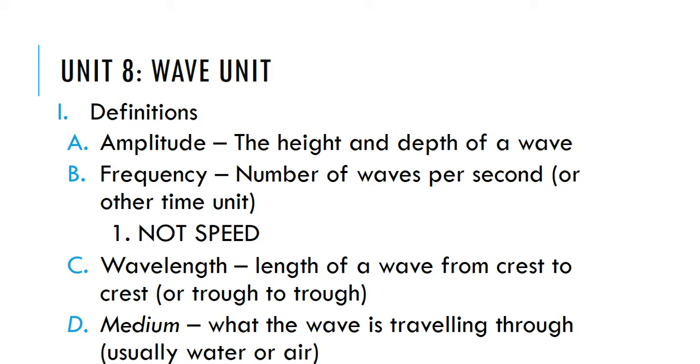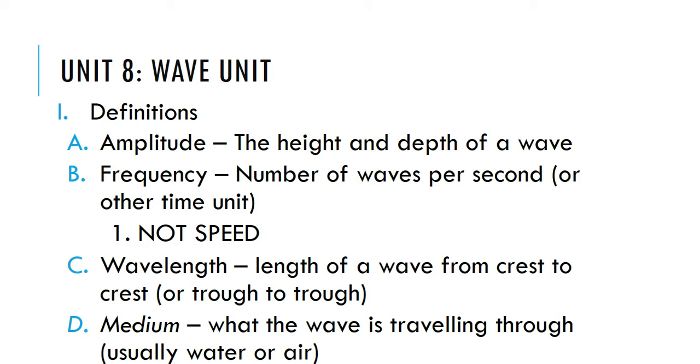All right, so the four main definitions here: amplitude, the height and the depth of the wave, from the middle line to the top, from the middle line to the bottom. Frequency, the number of waves per second or another time unit. This is not speed. Light waves all move at the same speed. Sound waves all move at the same speed, but they come in different frequencies. Wavelength is the distance from crest to crest or trough to trough, the length of a wave, from the beginning of one to the beginning of another, that same spot on the wave.